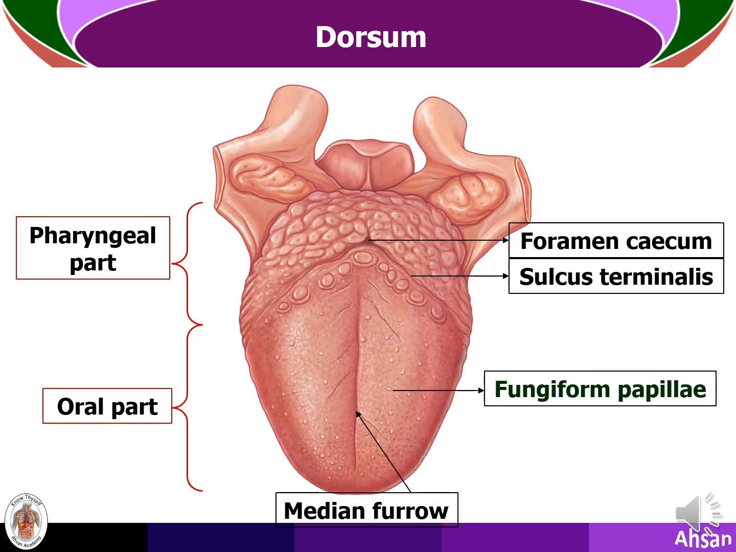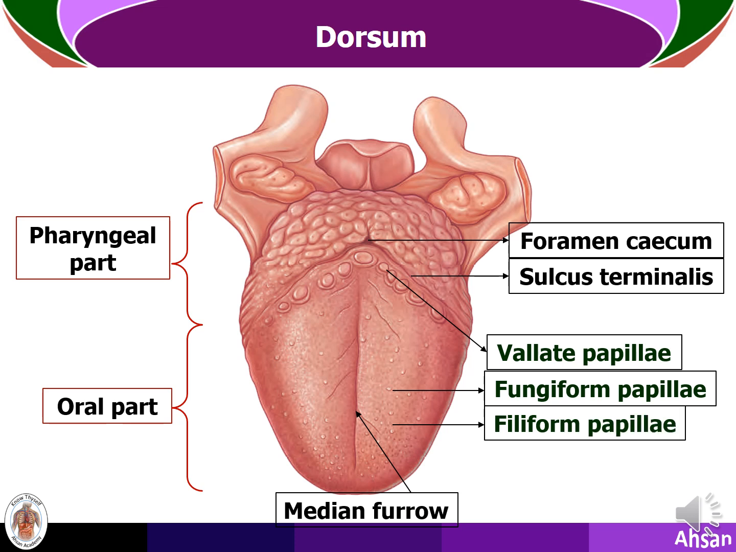The oral part contains an irregular mucous surface with very small projections. These are papillae, and may be of four types. This is the fungiform, this is the vallate papillae, this is the filiform papillae, and the foliate papillae. These are the four types of papillae present in the tongue.